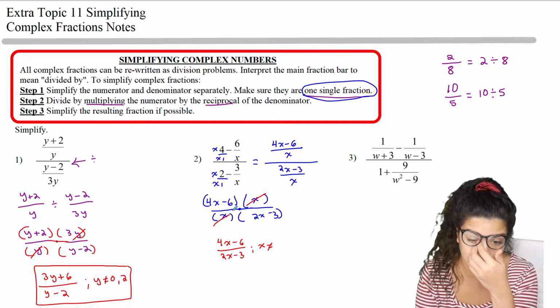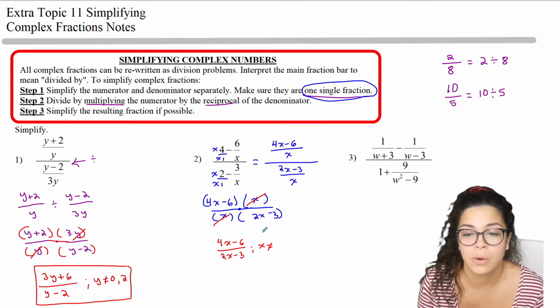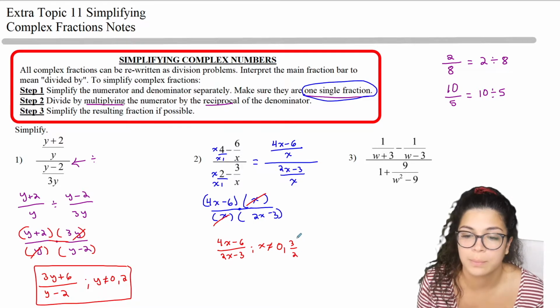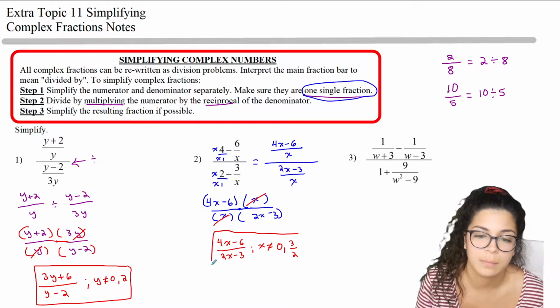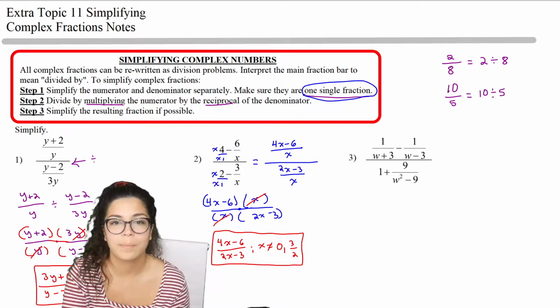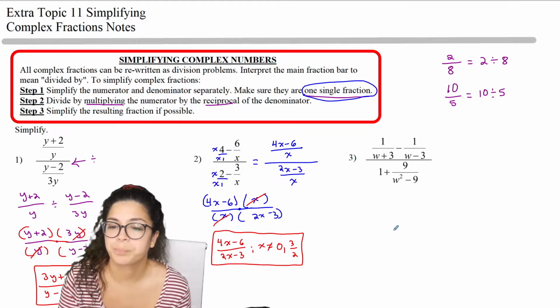Again, you want to make sure that you find your excluded values before you cancel out things. So x cannot equal 0 and x cannot be 3 over 2. Okay. Let's do one last one, and then I have a few for you to try on your own.